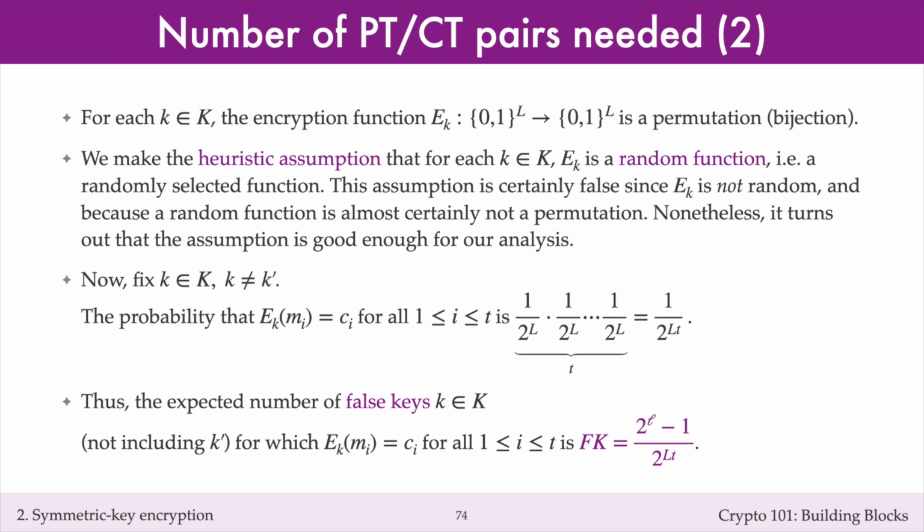Thus, the expected number of false keys K is the probability that a single key is a false key times the number of possible false keys, which is the total number of keys, 2 to the l, minus 1. Minus 1 because we aren't considering K prime as a false key. And so the expected number of false keys is given by this expression.